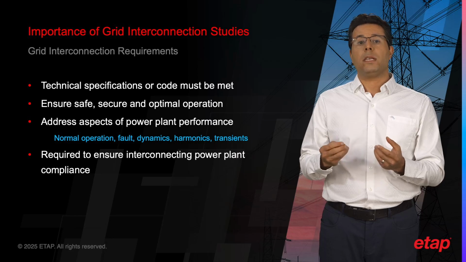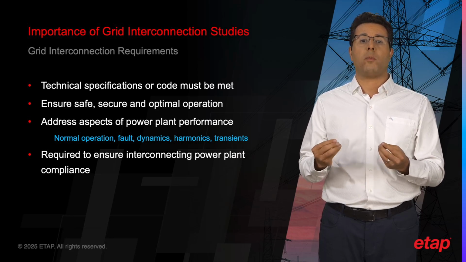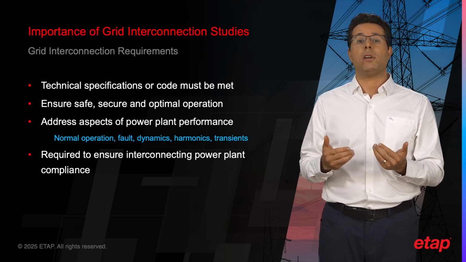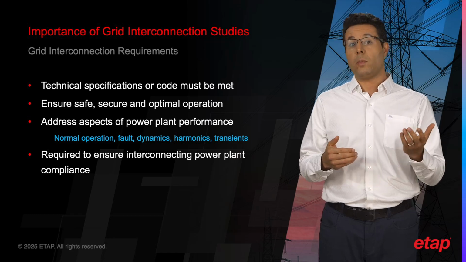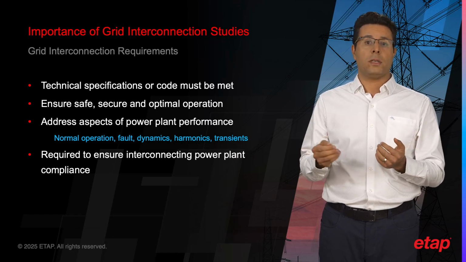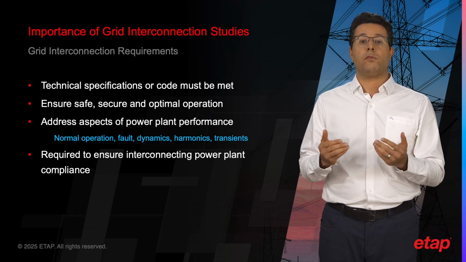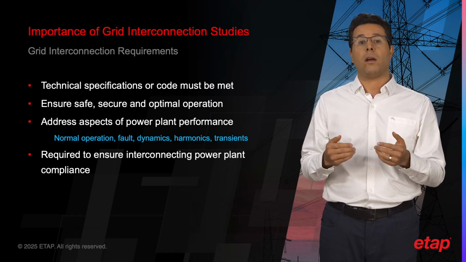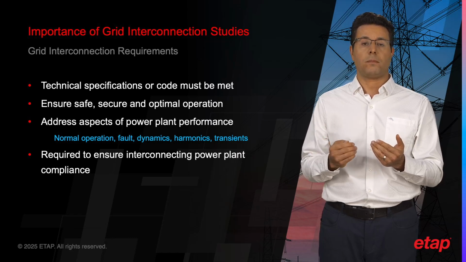A typical grid interconnection standard or code addresses various aspects of power plant performance. A comprehensive study that covers various aspects of the power plant operation, such as normal operation, fault, dynamic, harmonic, and transient response, is required to ensure that the interconnecting power plant complies with all required specifications.